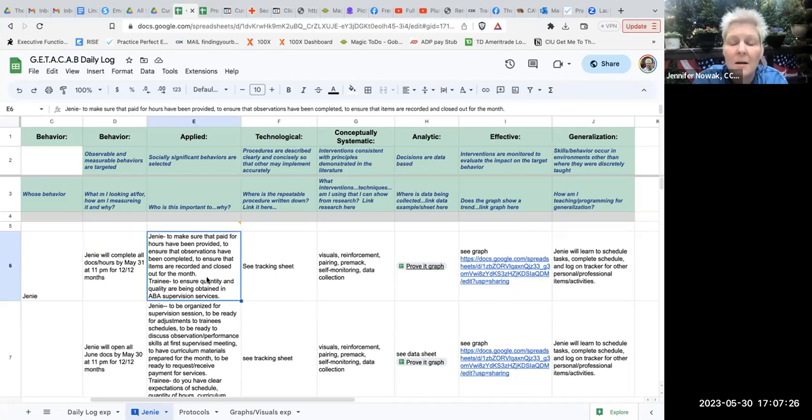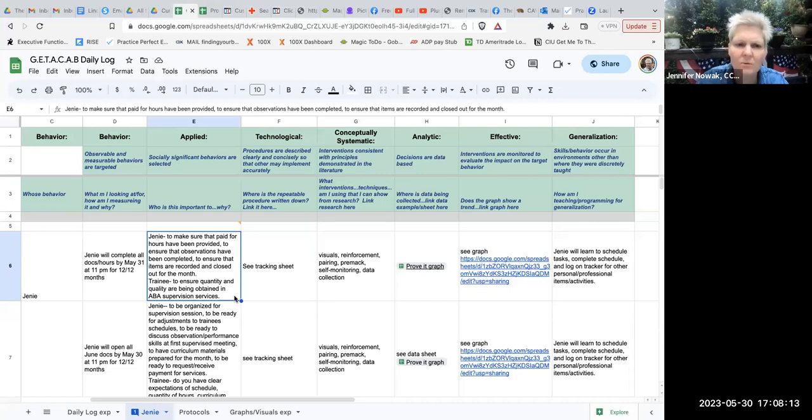So who's that applied to, right? Applied means we're addressing socially significant behaviors. So who's it important to and why? Well, this is really important to Jenny to make sure that hours that have been paid for by my students really have been provided, to make sure that observations have been completed, to make sure that everything is signed that needs to be signed, and that we are ready to close out the month. It's also important to my supervision trainees, right? It's important to them so that I can ensure quantity and quality are being provided in the ABA supervision services that they are receiving. Okay, so applied, I would say check. Socially significant to both Jenny, the business owner supervisor, and my students.